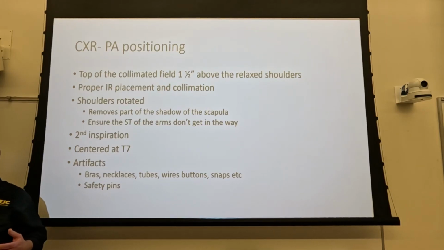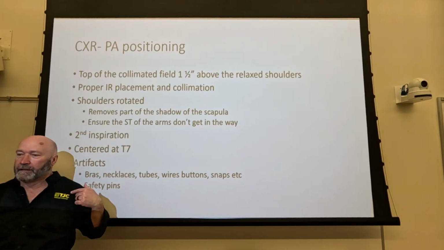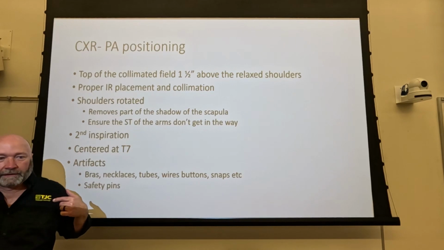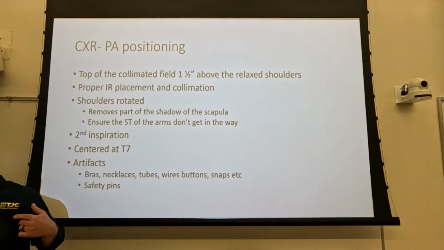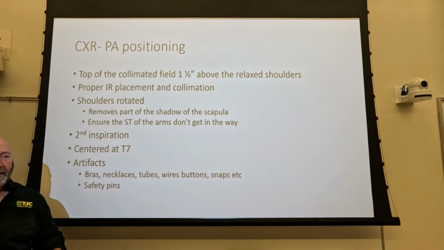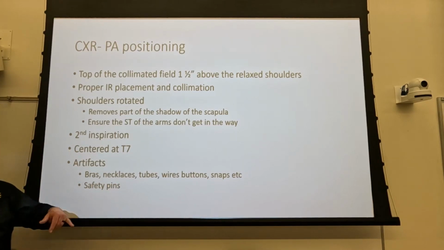The problem is that you put the top of the collimated field 1.5 inches above the shoulders, as the outer portion of the shoulders, not the inner portion. Top of the collimated field 1.5 inches above the outer shoulders, but if the shoulder's up like that, you're getting earlobes, right? So you don't need that. So you make sure that the shoulders are relaxed, and then you put the top of the collimated field 1.5 inches above the relaxed shoulders.